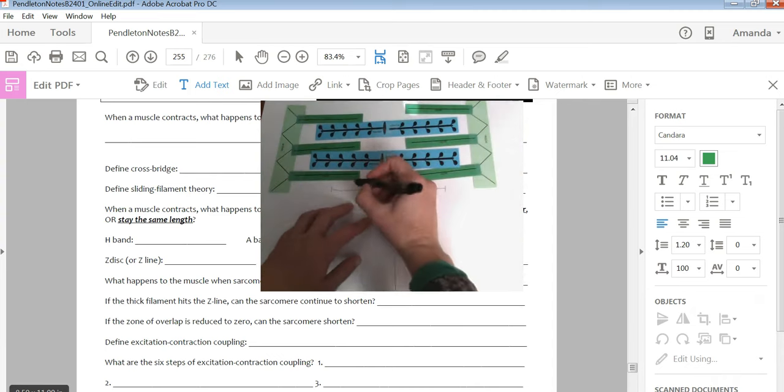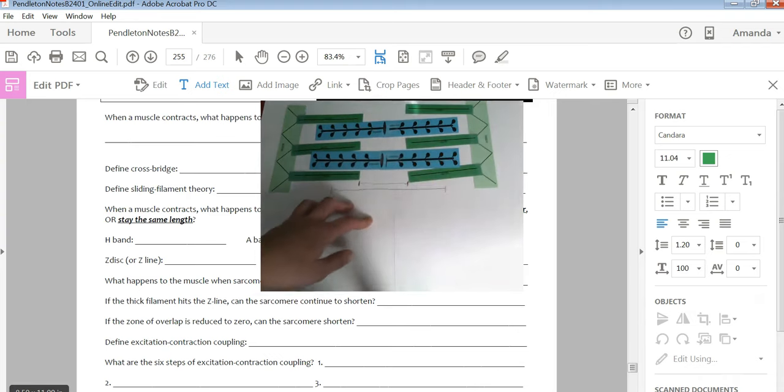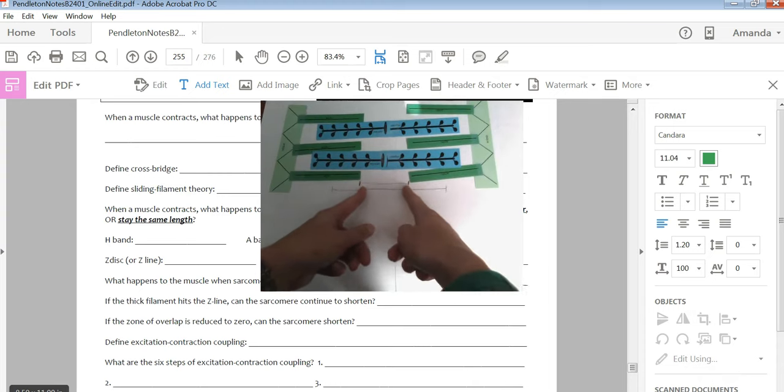So if we were going to measure it now, we would say that it is from here over to here. So a relaxed muscle has an H band this long. A contracted muscle has an H band this long. So during contraction, the H band becomes shorter.